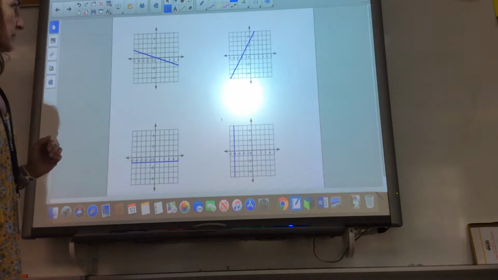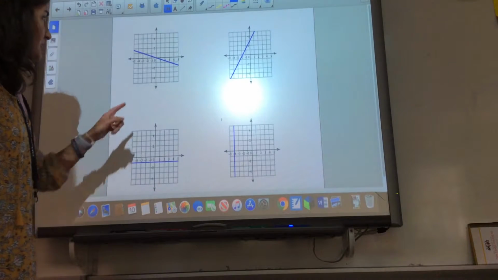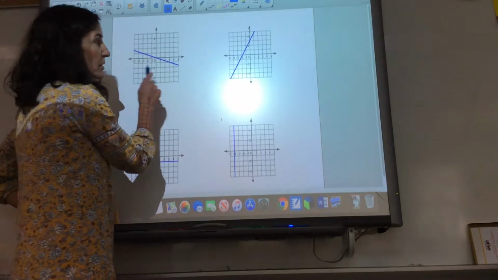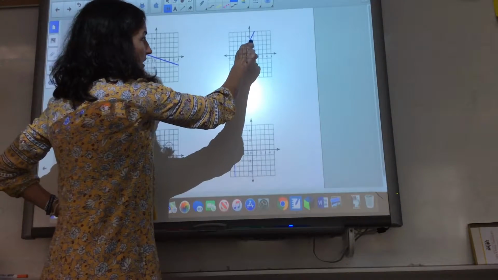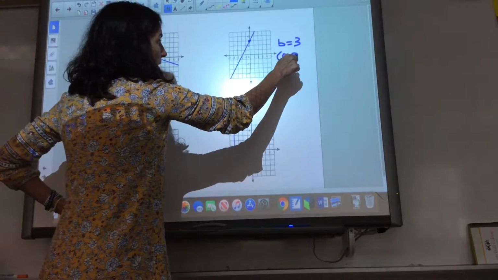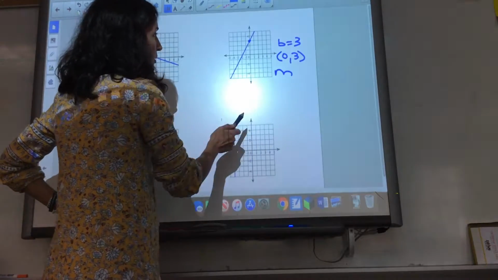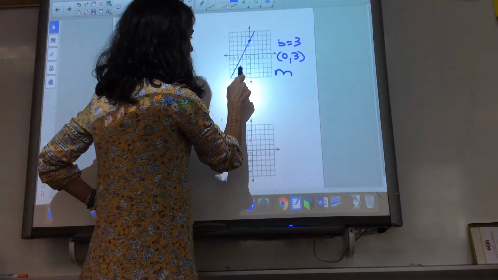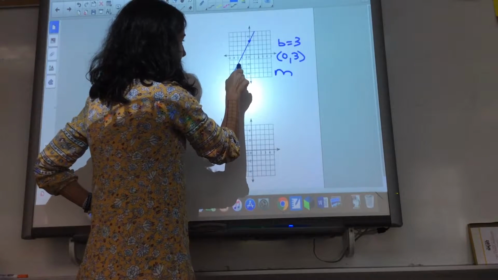And once again, coming back to another example. All right, let's try this one. So we're going, or no, we already did one with the origin. All right, what about right here? So our b is 3, or the point 0, 3. And our slope is, we got to pick another point. Looks like here's another point.